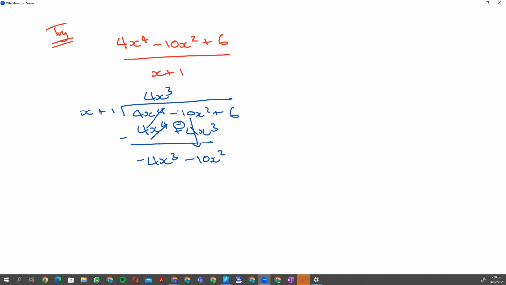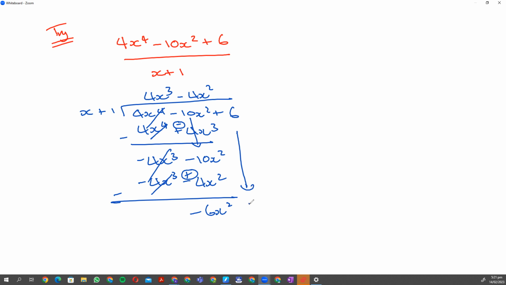Then x goes into negative 4x cubed, negative 4x squared. Negative 4x squared times x squared is negative 4x cubed. Negative 4x squared times x times 1, sorry, it's going to be negative 4x squared. So we're just multiplying it back again. And then when we subtract it, those two will cancel out. This will become plus, so this will become negative 6x squared, bringing down the 6.